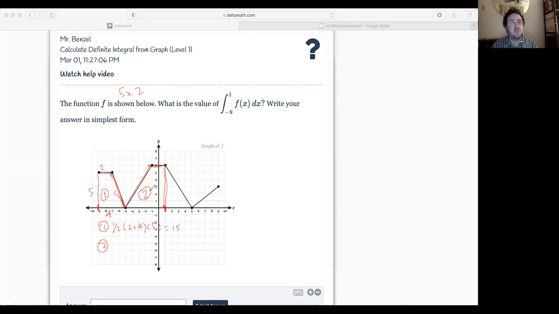And then for number 2, I'm going to actually count the units here. So I have 6, and I have 2 on top, and my height is 6. So let's see, I got half of 8, which is 4. 4 times 6 is 24. And then I'm just going to add those two areas up. And I have 15 plus 24 for a total of 39.